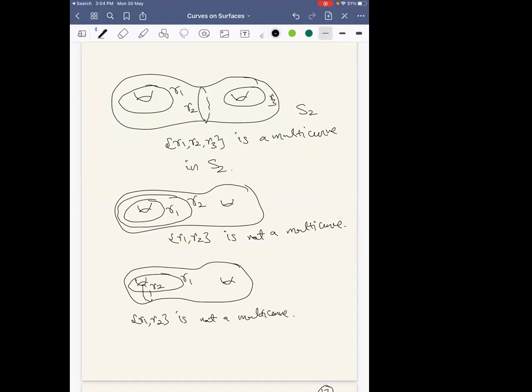So by multi-curve we mean pairwise disjoint, and there should be no intersection. So these gamma 1 and gamma 2 intersect. So by our notion, this is not a multi-curve. Okay.